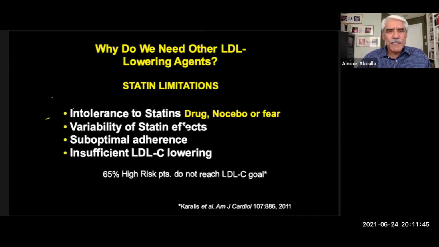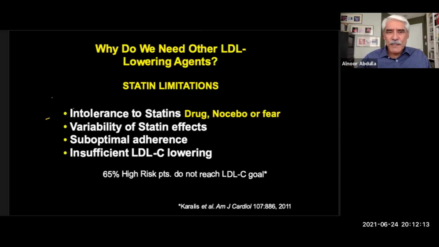The other limitation of statins was the variability. Statins are a patient-specific drug. They are not a disease-specific drug. A disease-specific drug is the one you give the drug and it just takes care of that disease. A patient-specific drug is if you give the same drug at the same dose to patient A versus patient B, they can get completely different beneficial effects and completely different side effects.